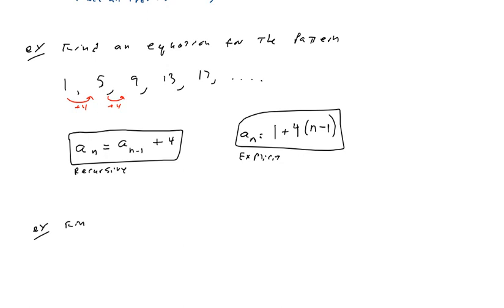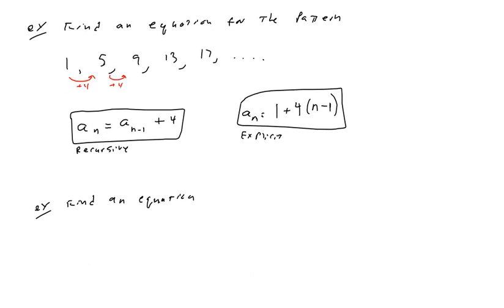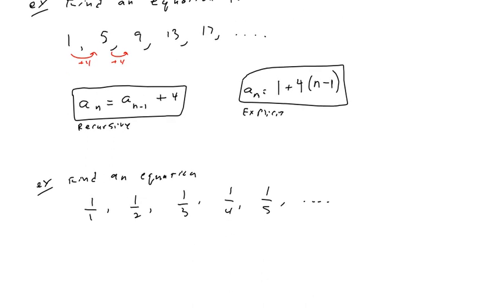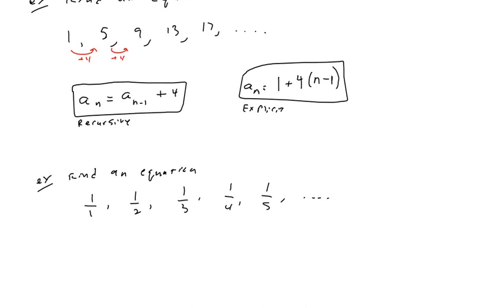All right, one more, real quick. Find a pattern. Find an equation. I'm going to do this one here. 1 over 1, 1 over 2, 1 over 3, 1 over 4, 1 over 5, dot, dot, dot. Find an equation for this.